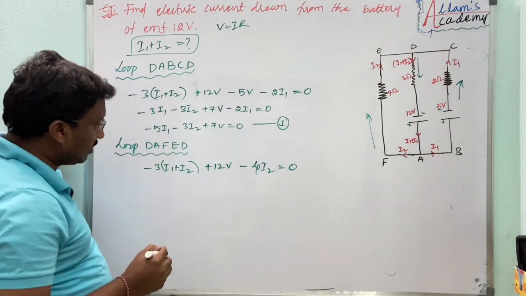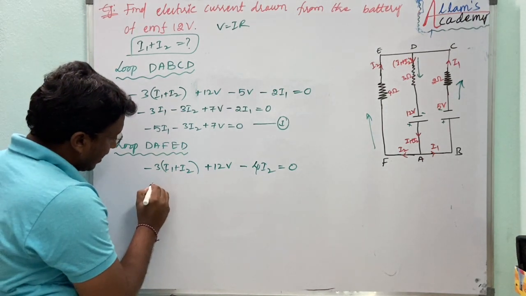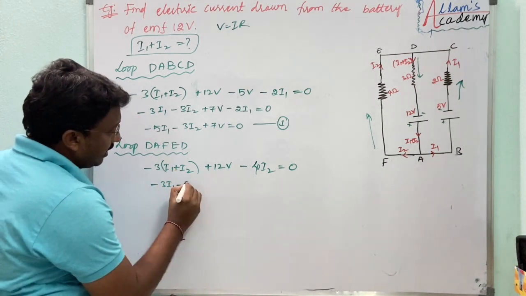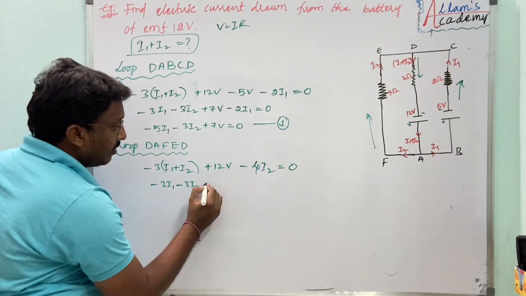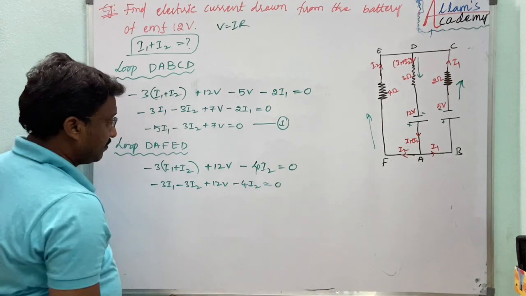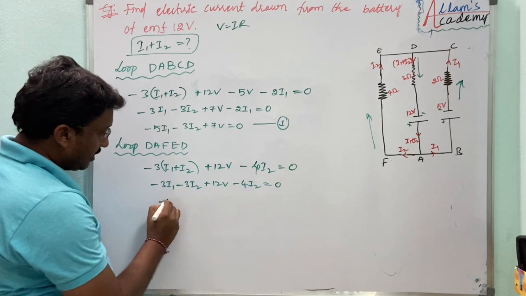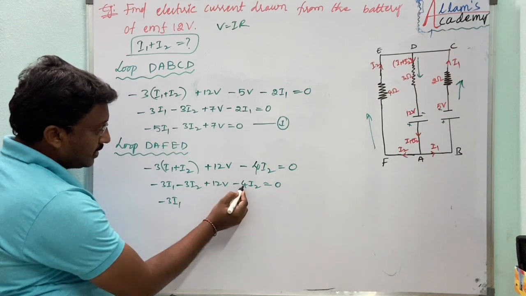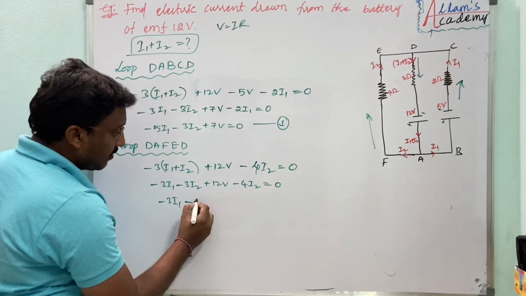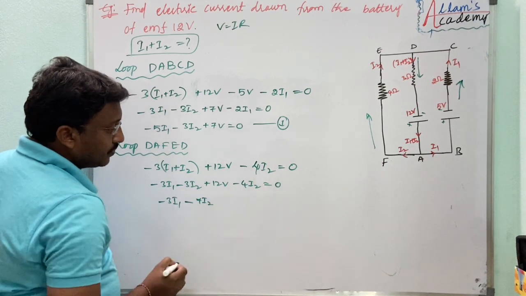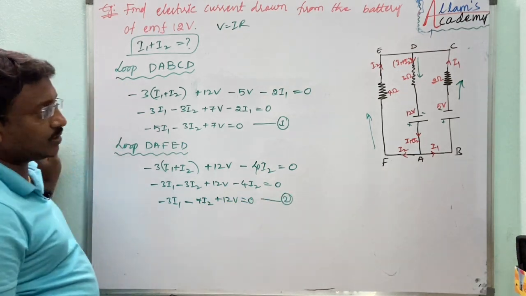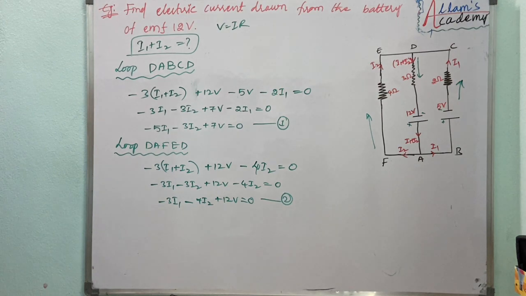Again here I am going to simplify it. Minus into plus, minus 3 I1, and minus 3 I2, plus 12 V, minus 4 I2 equal to 0. So minus 3 I1 minus 3 I2 minus 4 I2. When we add, 3 plus 4 is 7, so minus 7 I2 plus 12 V equal to 0. So this is equation number 2.